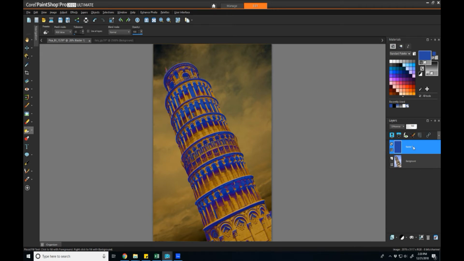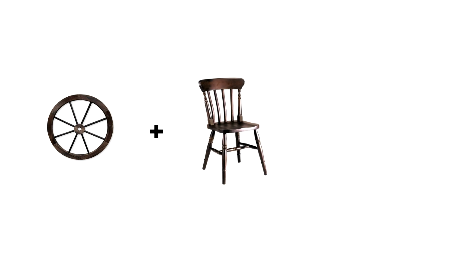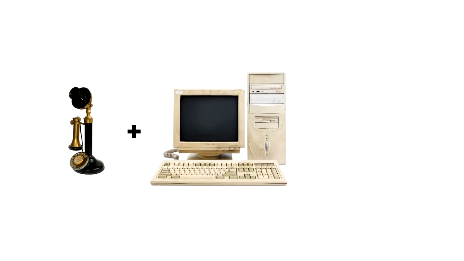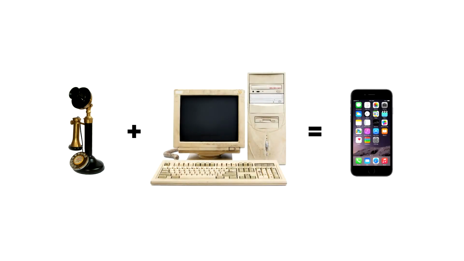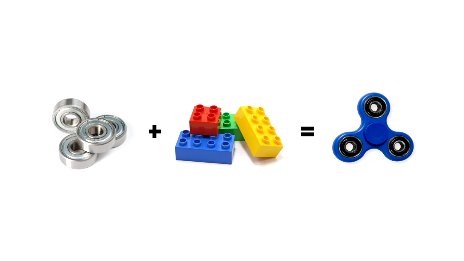There's a lot of different examples of this if we look around. If you take something as simple and well known as a wheel, take something as simple and well known as a chair, you put them together, you get a wheelchair. You take something as simple and well known as a phone, and you take a computer, you put them together, you get an iPhone or a mobile phone. Take ball bearings and plastic, and well, you get the idea.